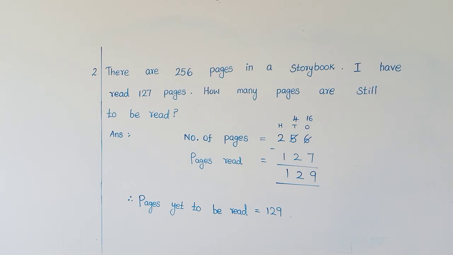There are 256 pages in the story book. I have read 127 pages. How many pages are still to be read? Write the answer. Number of pages: pages 256, pages read 127, the answer is 129.